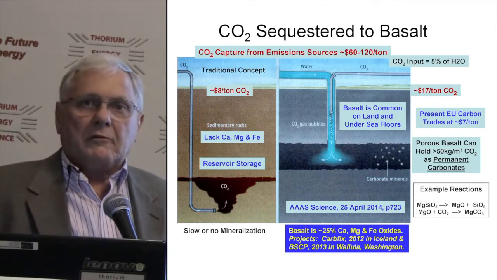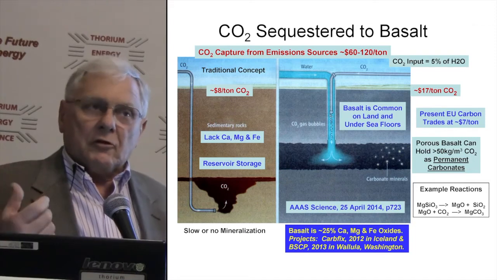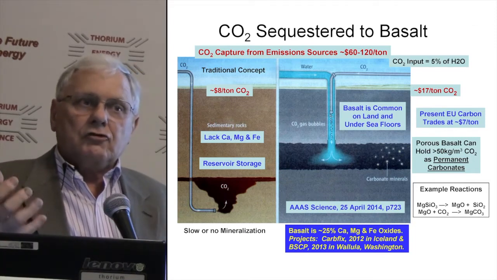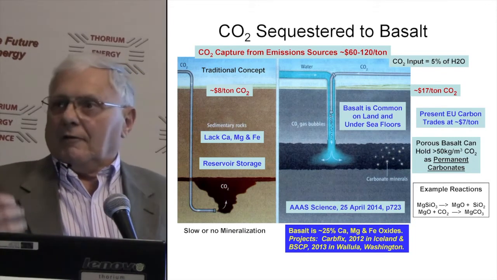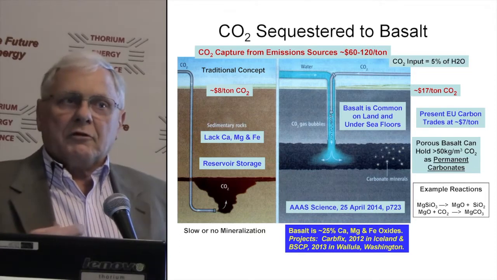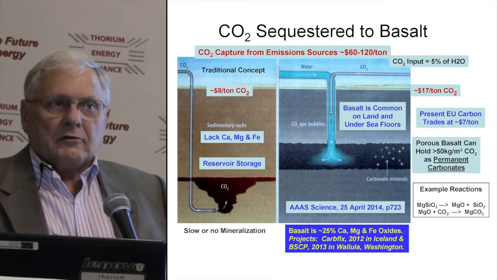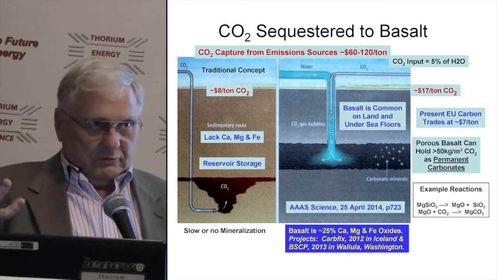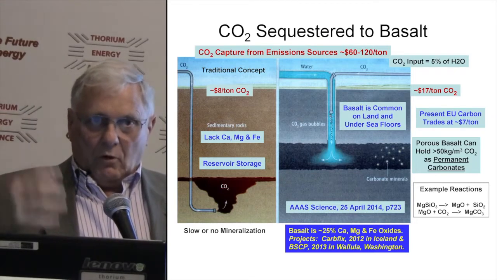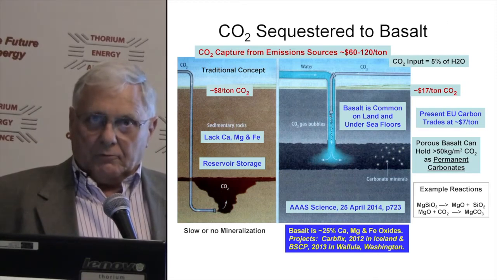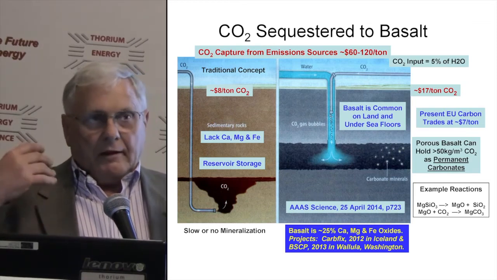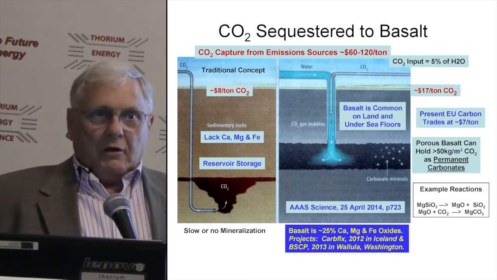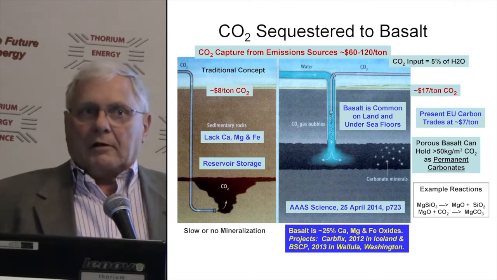That's why CO2 comes out of volcanoes, right? So that basalt now is CO2 poor and would like to have some CO2 back. So what they're researching in Iceland and in Washington State is taking CO2 and a little water, pumping it down into porous basalt formations, and bingo, it's back to being carbonate rock.